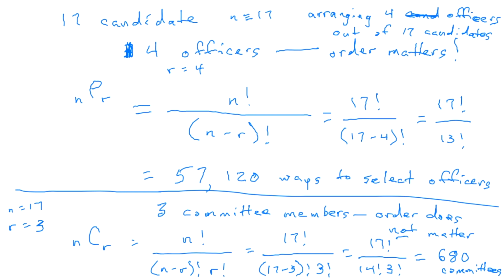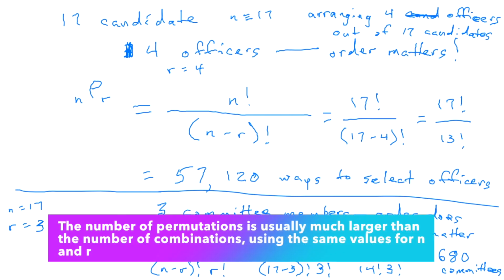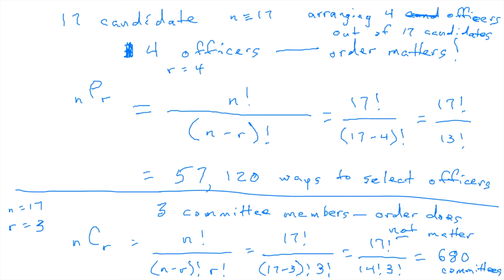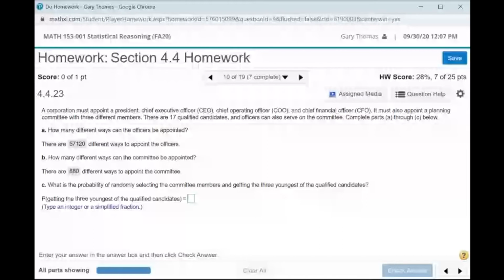So this was a great example because it had the permutations and it had the combinations. And notice permutation numbers are typically way bigger than combination numbers. I mean, they can be orders of magnitude bigger. They can be huge compared to. So let's go back to this and just look at it and think about it. Here's part C of the problem. It says, what's the probability of randomly selecting the committee members and getting the 3 youngest of the qualified candidates?